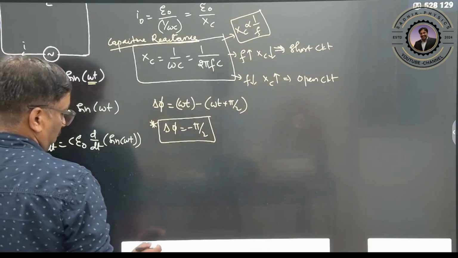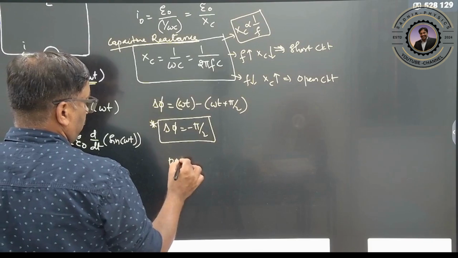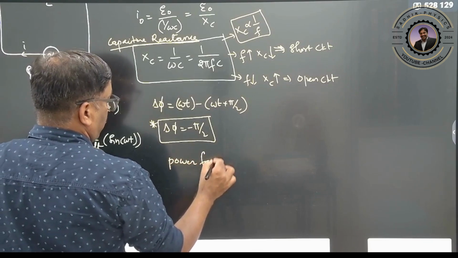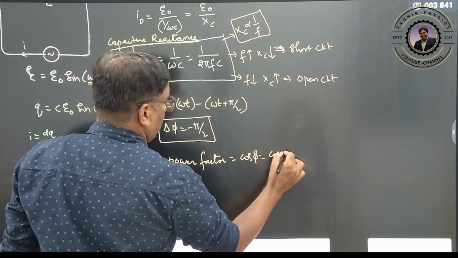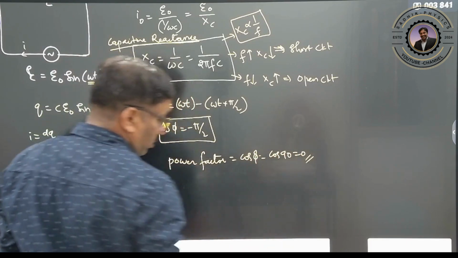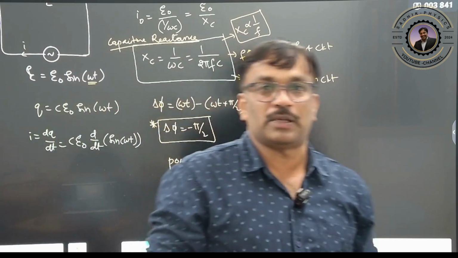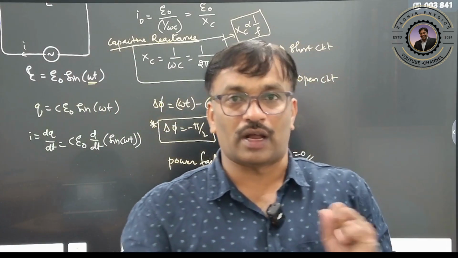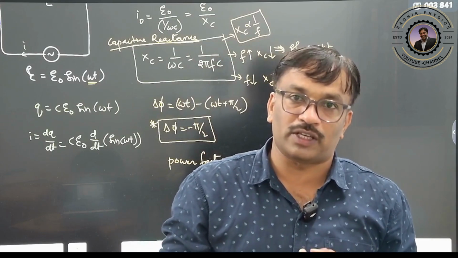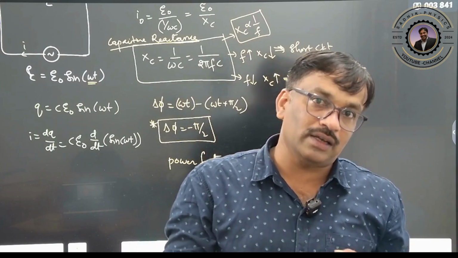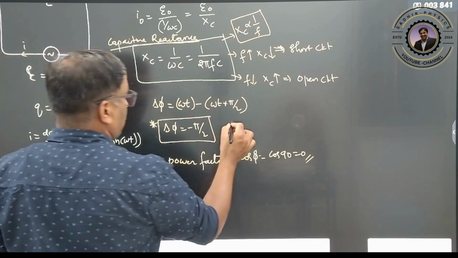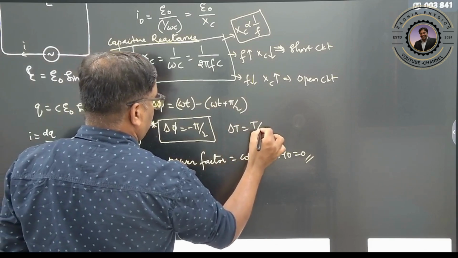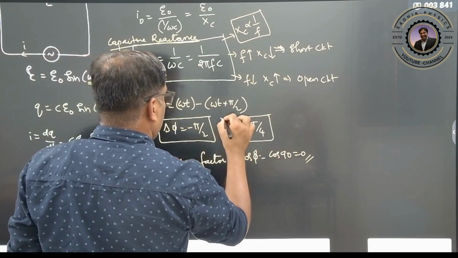So what about the power factor now? Power factor will be cos phi, cos 90, so it will be equal to 0. That means power will not be dissipated across the capacitor. In alternating currents there is no power dissipation across the capacitor and inductor. What about the time difference? Time difference is T by 4, right?